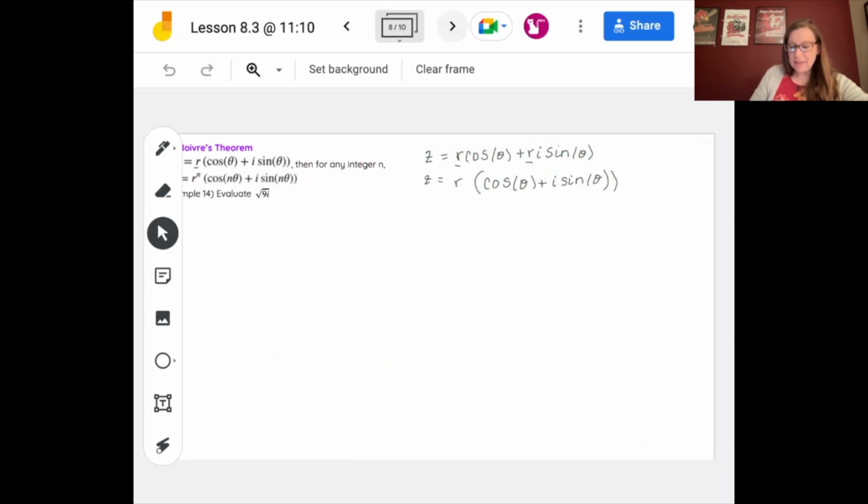De Moivre's theorem says that if we raise that complex number to a power, it is the same thing as raising our radius to that power times cosine of our theta times the power plus i times sine of theta times the power again. So notice that the power is showing up in three locations, once within each portion. It's asking us to use de Moivre's theorem to evaluate the square root of 9i. So this is different than the ones we had been working with.